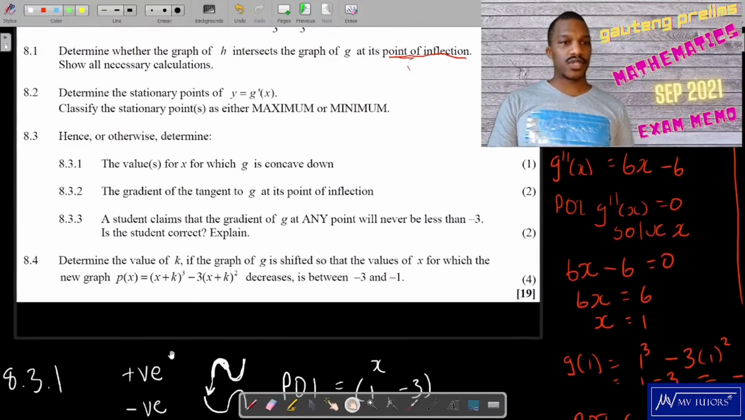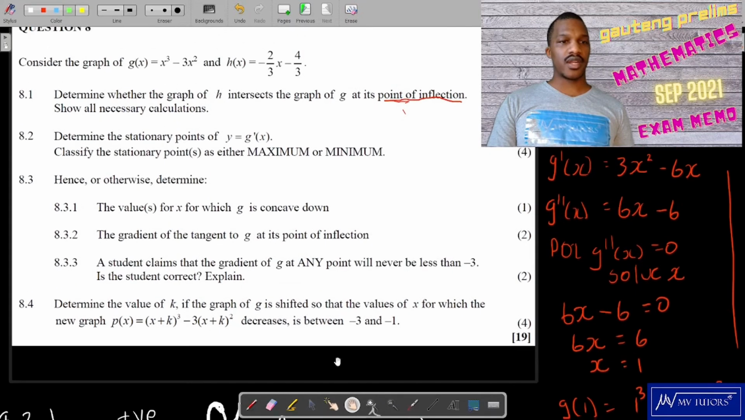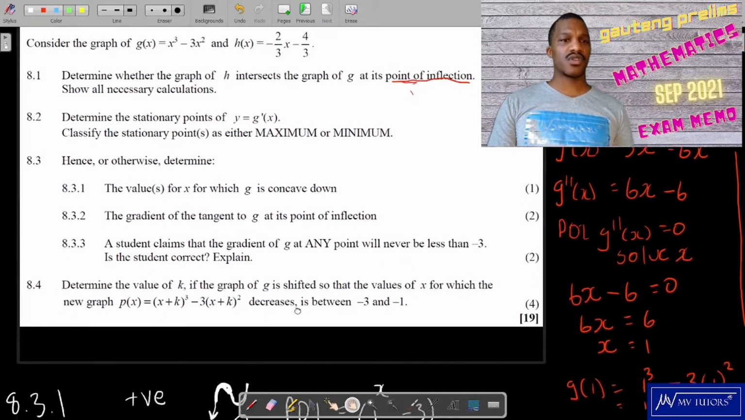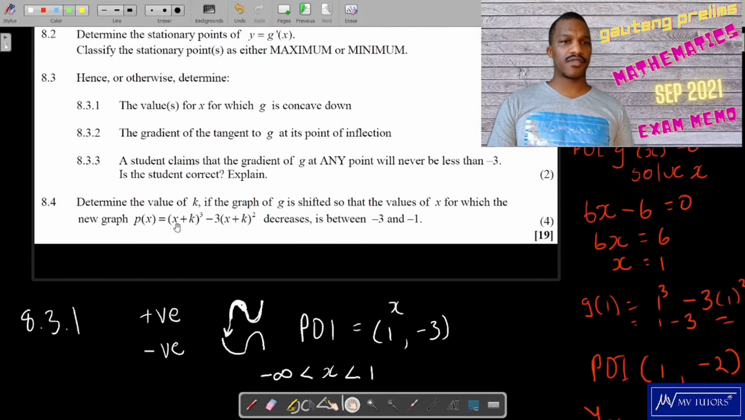Okay, let's go to the last question now. It says determine the value of k if the graph of g is shifted so that the values of x for which the new graph p decreases is between minus 3 and minus 1. All right, so the first defense of every question is understanding what the question wants. Because if you don't understand what the question wants, you are going to answer the wrong thing. So first of all, they are telling us that the graph is shifted such that it decreases from these values.